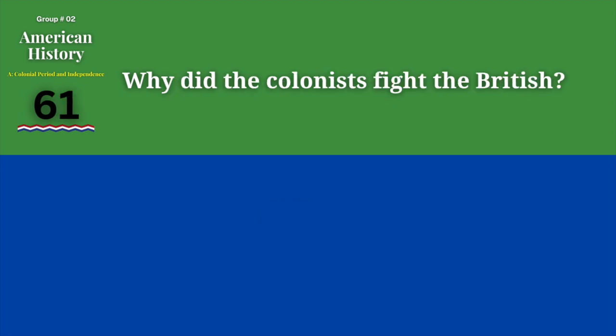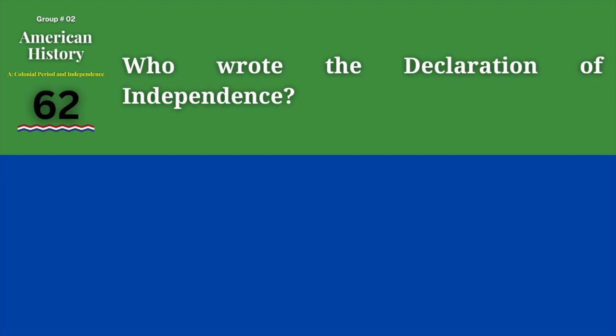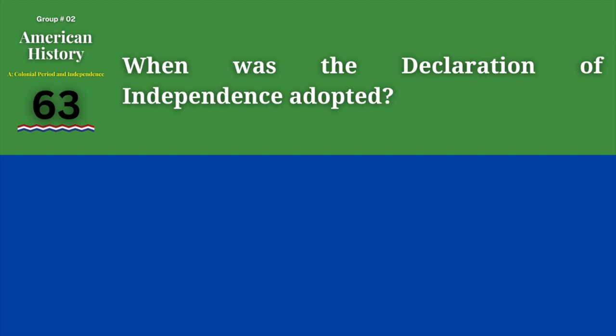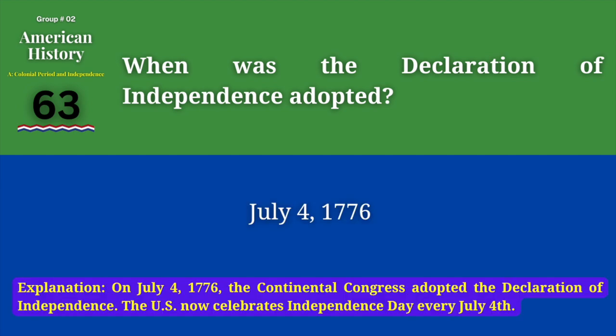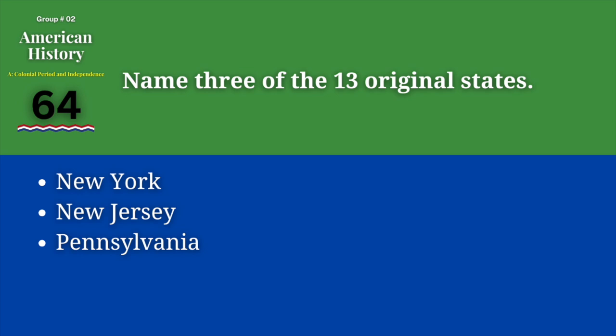Why did the colonists fight the British? Because of high taxes, taxation without representation. Who wrote the Declaration of Independence? Thomas Jefferson. When was the Declaration of Independence adopted? July 4, 1776. Name three of the 13 original states. New York, New Jersey, Pennsylvania.